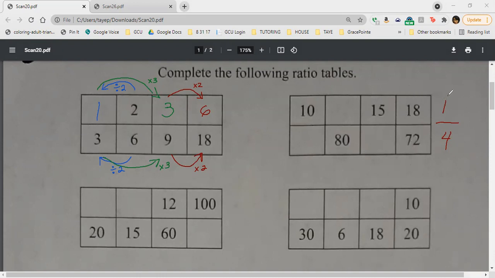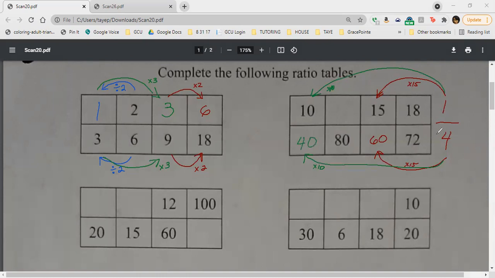Let me show you what I mean. If I'm going from 1 to 15, that's by multiplying by 15. So to find out this denominator box, I have to go from that 4 and multiply by 15, and that gives me 60. And I could do this same thing over here to this 10. I'm going from 1 over to 10 by multiplying by 10. So now I'm going to go from this 4 over to this box by also multiplying by 10. So I know that this is 40.